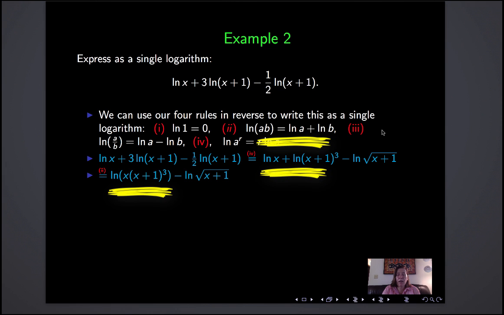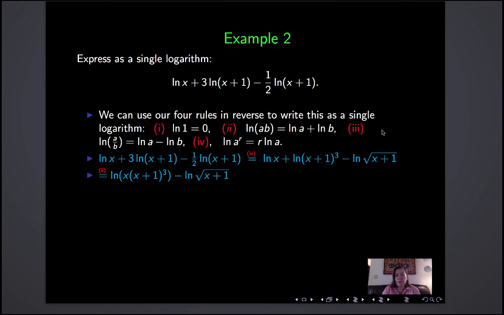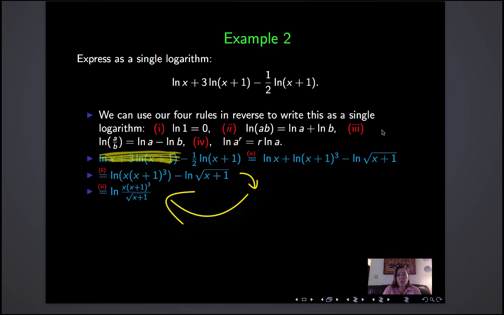And now, combining those first 2 terms, we get, using rule number 2, the sum of the natural logs is the natural log of the product. So we can combine those first 2 terms to get the natural log of x squared times the square root of x squared plus 1. And then finally, we can use the reverse of rule number 3 to combine those 2 terms into a single logarithm, the natural log of the quotient.